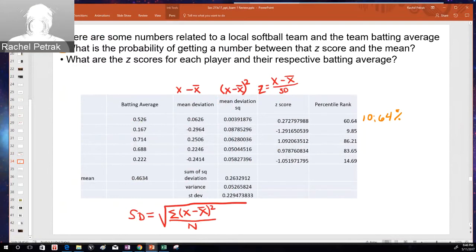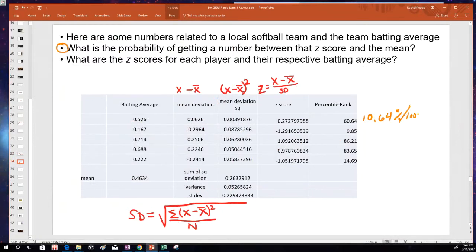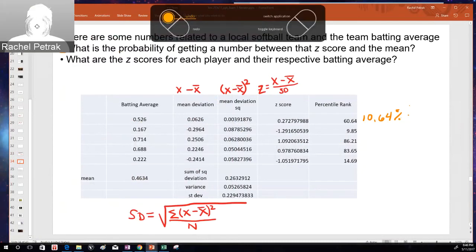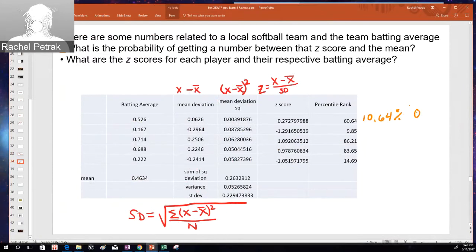So we've got the percentage of the distribution that's between this z-score and the mean. If we want to get the probability of getting a number between that z-score and the mean, then we just take our percentage and divide by 100, because a probability is always a number between 0 and 1. So our probability will be 0.1064.